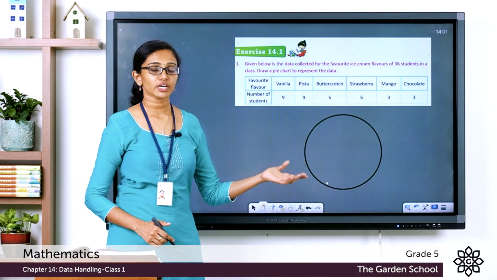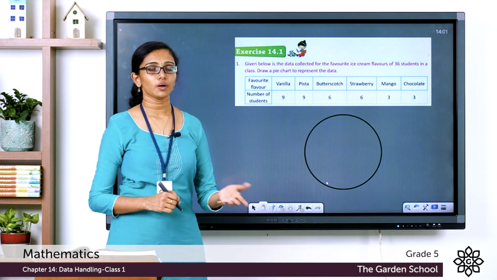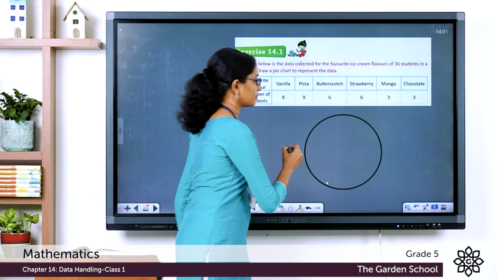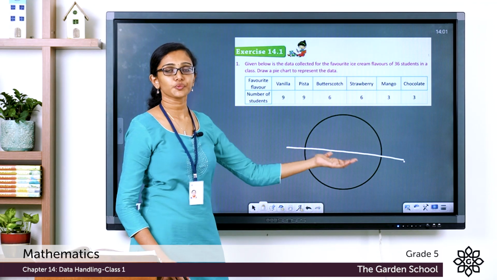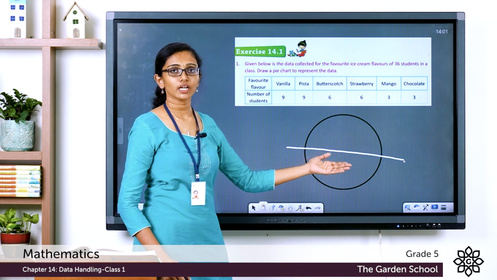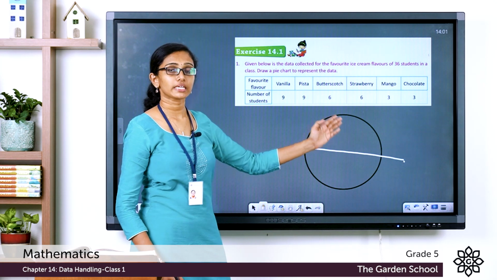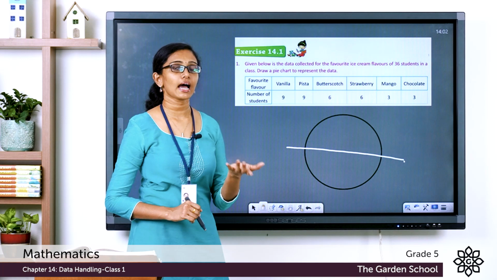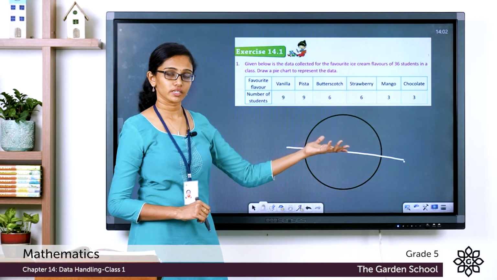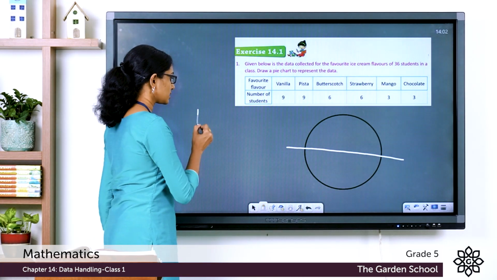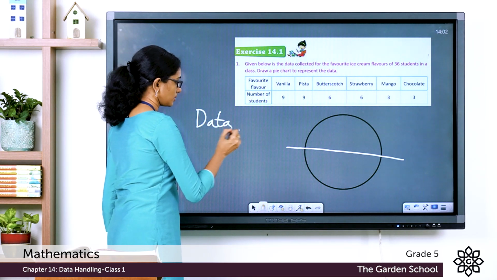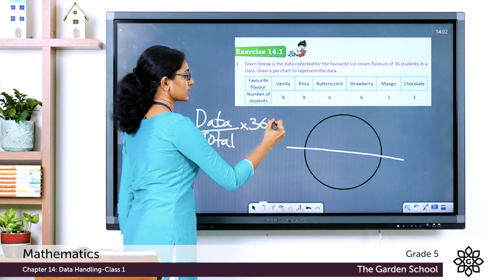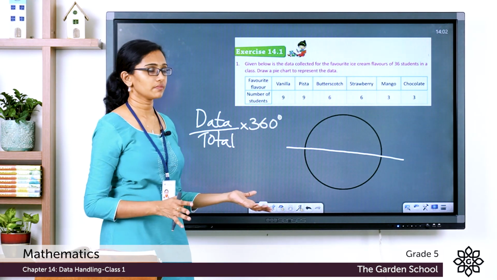To draw a pie chart using a protractor and compass, first you have to draw a circle of any radius, then you have to draw a midline, and then you have to place the protractor on this midline to measure the angle corresponding to each sector and then draw the sectors. So there is a formula to find the angle of each sector corresponding to the data given. That formula is data by the total value into 360 degrees. Just keep this in your mind. This is for your awareness I'm telling.